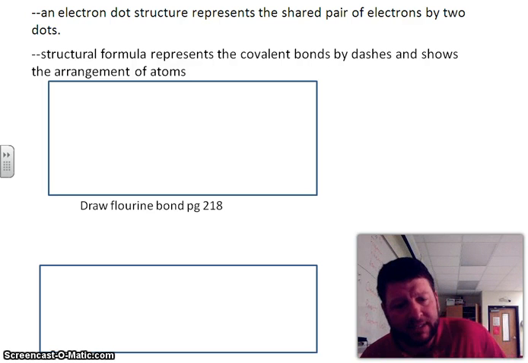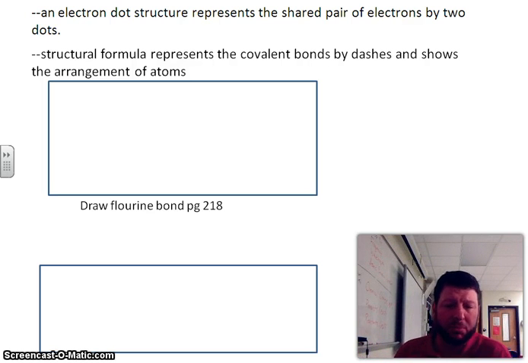So in the first box on your note guide, would you please at this point draw the fluorine bond on page 218. You do not have to draw the 2 little circles for the fluorine bond if you don't want to. Okay?